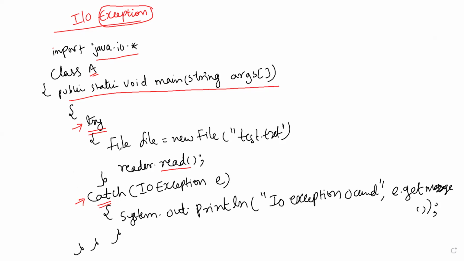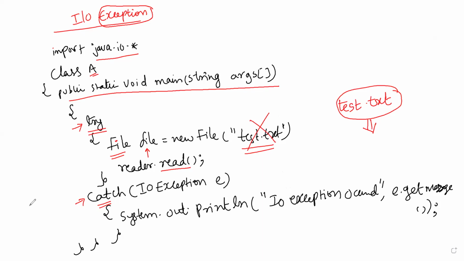Now we are going to say File file is equal to new File. So we are going to create an object for File. Okay. So what is the purpose of this file? We are going to open one file. I am opening the file named text.txt. Okay. Now reader.read. So I am going to read the file, whatever is in text.txt. Now remember, let us say this file is not available in our system. Okay. Then what is going to happen?